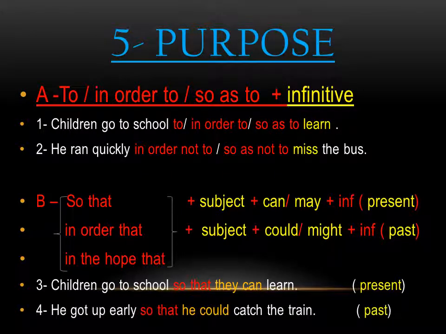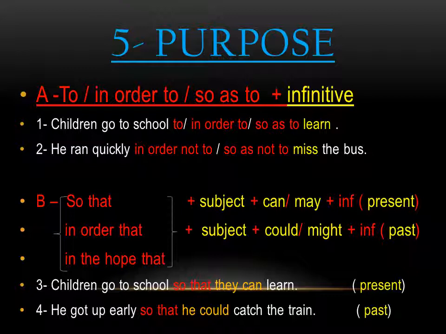Take care, the verb here, go, is present, so we use can. But if the verb is in the past, like sentence number 4, he got up early so that he could catch the train. Take care, if you look at number 4, you will find that we use could here. Why? Because the sentence is in the past, not in the present.